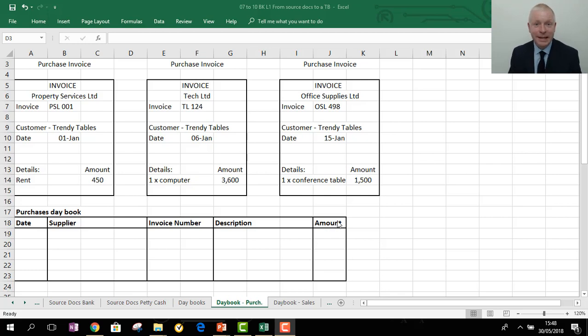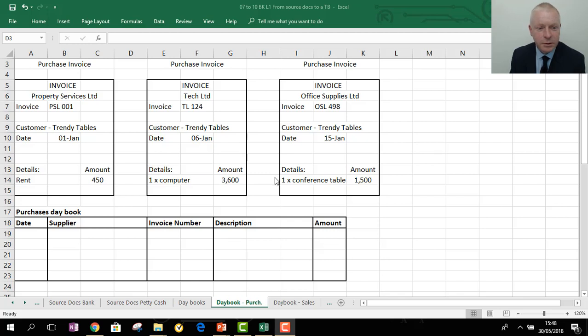Now, in order to make this a simpler, quicker, and less prone to typo errors process, what I'm going to do is use a very simple feature on the spreadsheet using the equal sign. So when I need to take the information, I'm going to take it from this particular invoice, any one of these particular invoices, and populate the data down here.